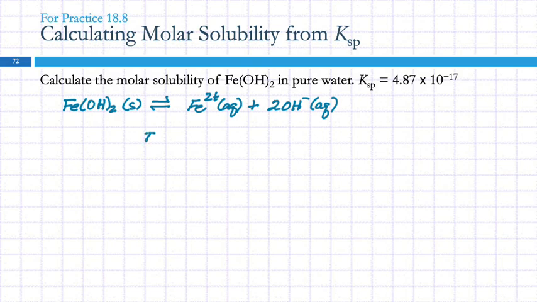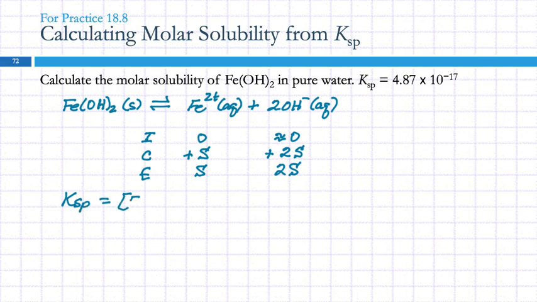So if we make our ice table, we're starting out with 0 for the initial concentrations. This one is going to change. When 1 mole of this dissolves, we get 1 mole of this, right? So that's going to change by plus S. What's this one going to change by? Plus 2S, right? So at equilibrium, this is S, and this is 2S.